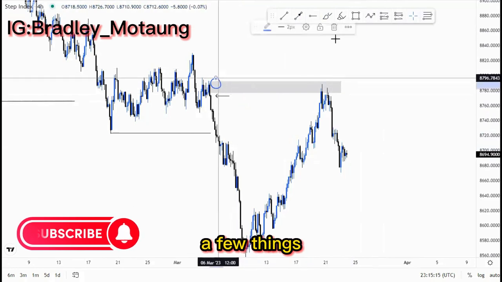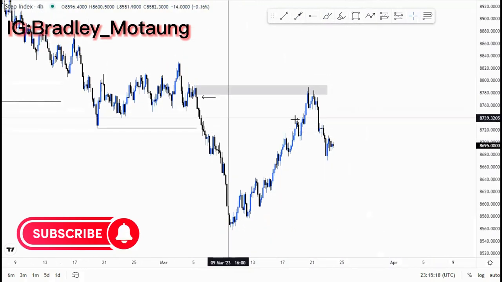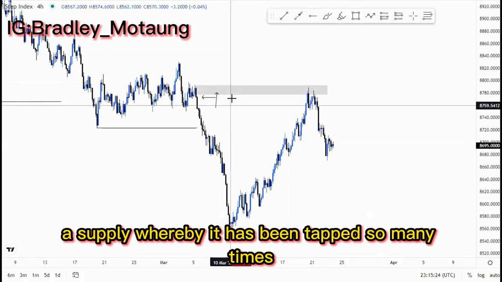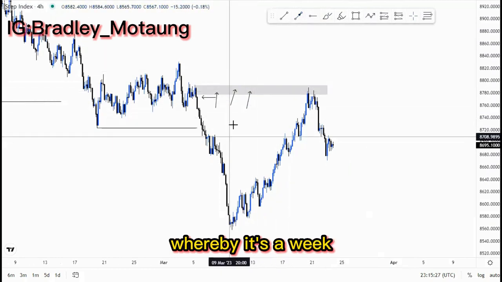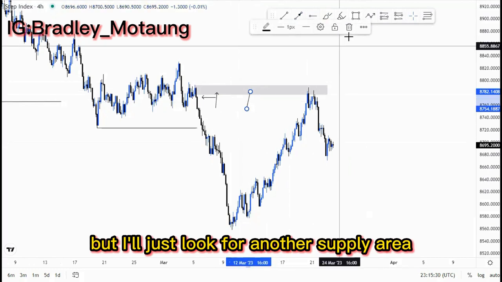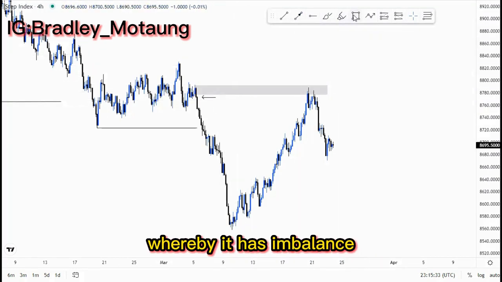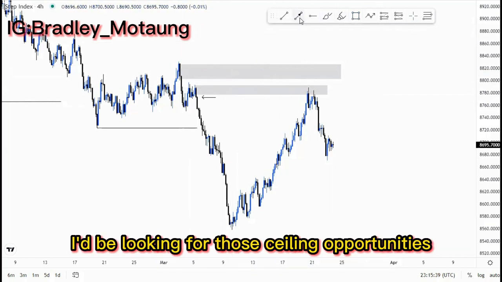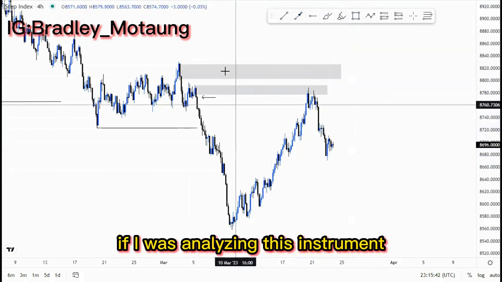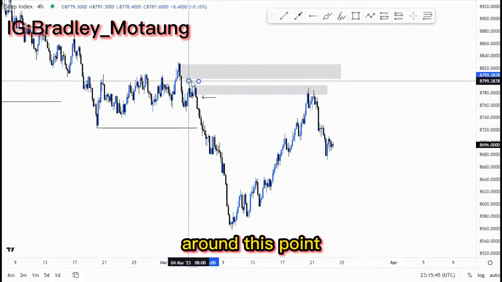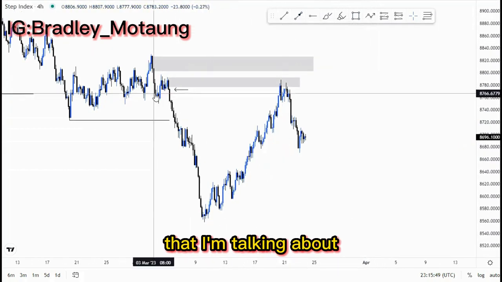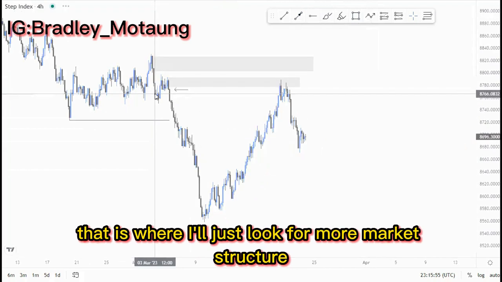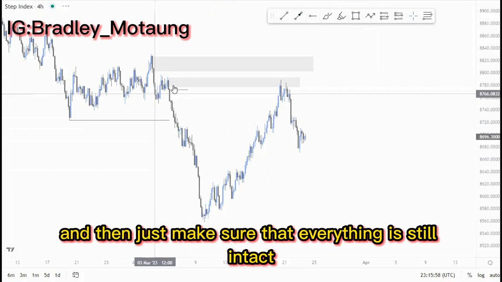I look for those few things and then make sure that they are still in good condition for me to trade. If I get a supply that has been tapped so many times, where it's weak, I won't take the trade, but I'll look for another supply area that has imbalance and has not been tapped, like this one here. I'd be looking for selling opportunities at the top of the structure if I was analyzing this instrument around this point. And then we also have the imbalanced price action that I'm talking about. Looking at the hour time frame, that is where I'll look for more market structure and make sure that everything is still intact.